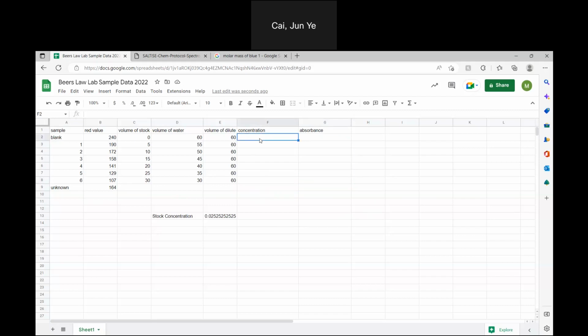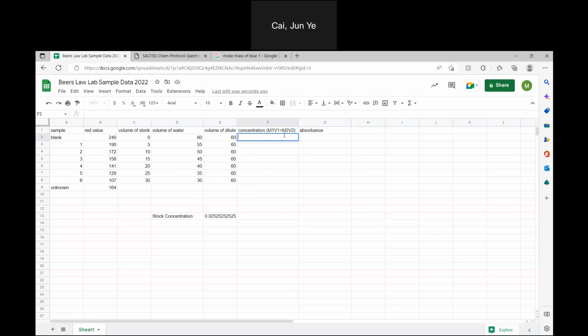To calculate the concentration, we simply have to use M1V1 equals M2V2. So we use that to calculate our concentration. M1 is our stock solution, and the volume is the volume of our stock solution.